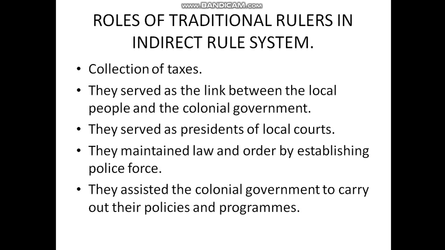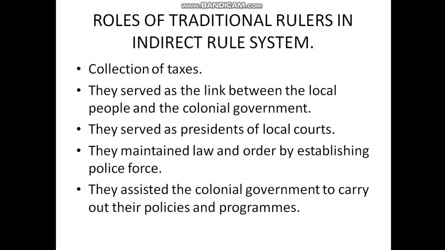They maintained law and order by establishing a police force. Like I said, before the coming of the colonial masters in the Hausa Fulani pre-colonial era, they already had their dogari, policemen that were up and doing and going about maintaining law and order. They assisted the colonial government to carry out their policies and programs, like establishing schools, establishing markets, and establishing dispensaries to treat sick people. They were able to achieve all these with the support and assistance rendered by the traditional chiefs.